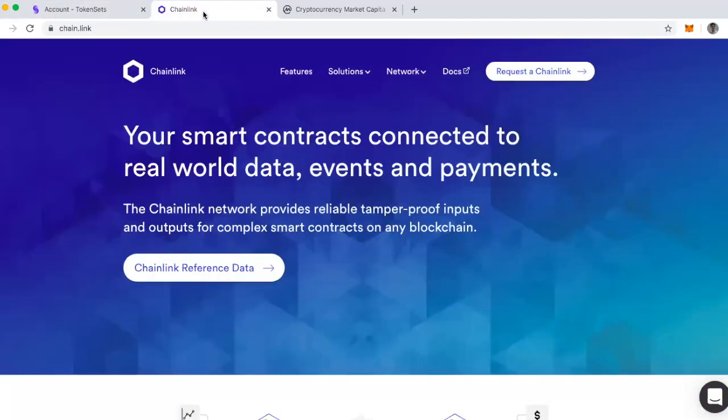Just for some context, if you want to do your own research and learn about the Link token, it is the native token that powers Chainlink. And just to read it right off their website, Chainlink network provides a reliable, tamper-proof input and output for complex smart contracts on any blockchain.